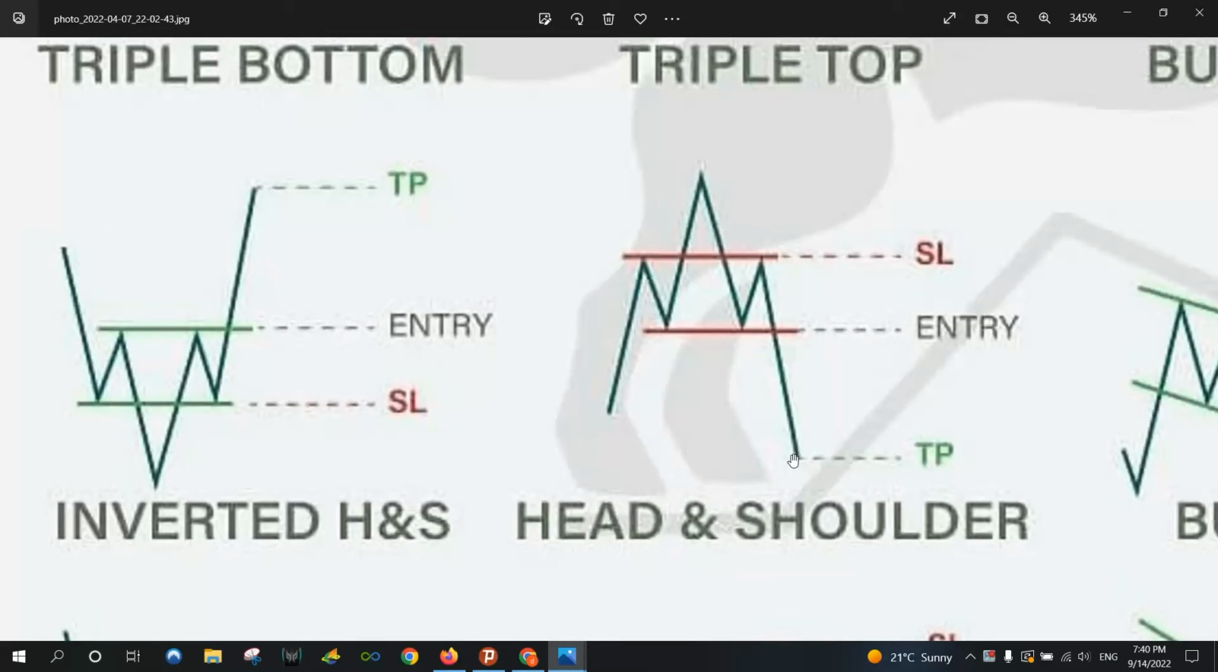The important point on head and shoulder is you want to see high volume on the right shoulder compared to the head and left shoulder. On the right shoulder, you need more volume. If you see more volume on right shoulder, okay, it's more valid. This pattern will be more valid for you.